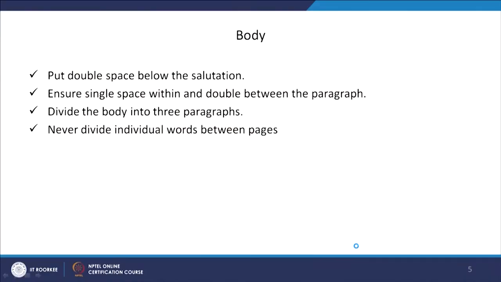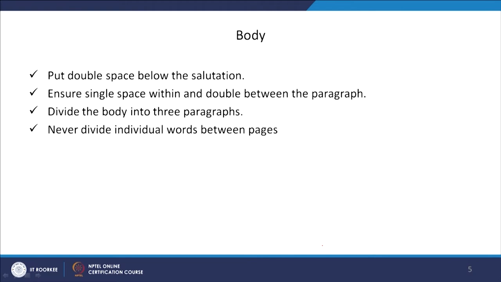Next to that will come the subject line. You will always provide the subject line, as I said in the beginning. The subject line tells the other person what this letter is about, and it is written one space below the salutation. Whatever the subject is, you mention it, and next to that comes the body of the letter. The body of the letter can be called the heart of the letter, because here is where you are going to do business and mention what you are going to say. So, when you go into the body of the letter, put a double space below the salutation and then start your letter.